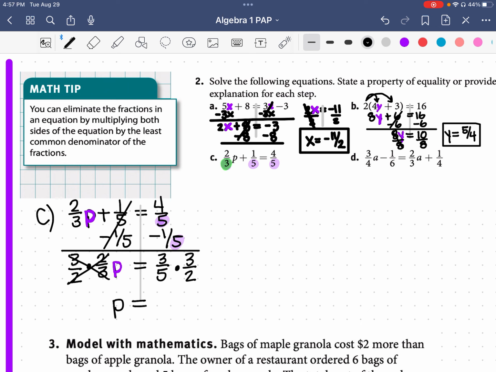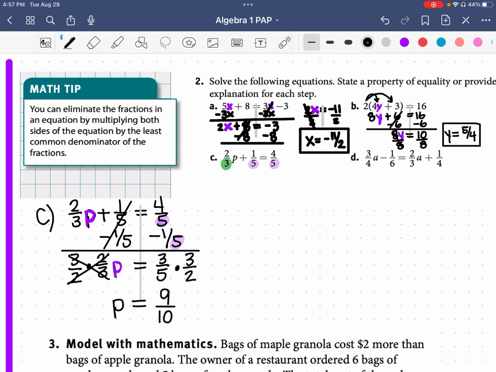And on the other side, I simply have to remember how to multiply fractions. Remember, you multiply numerator times numerator. 3 times 3 is 9, and denominator times denominator, 5 times 2 is 10. We want to make sure that this 9 over 10 is simplified. Yes, it is. 9/10 is simplified. That is my correct answer.